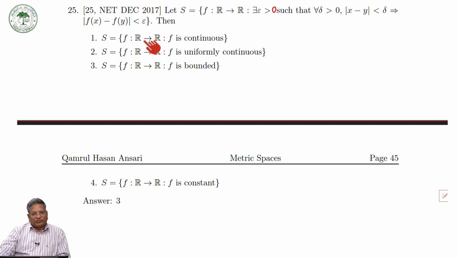Okay. And of course, this is not true, and so this would also not be true. If it is not continuous, it cannot be uniformly continuous. So this is also not true. The third one is it is bounded.